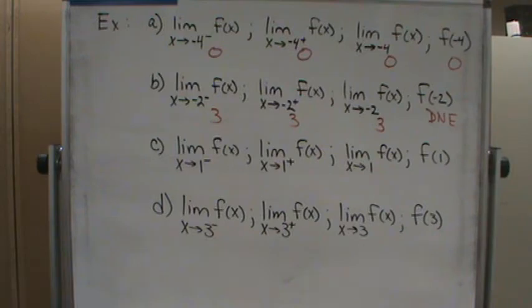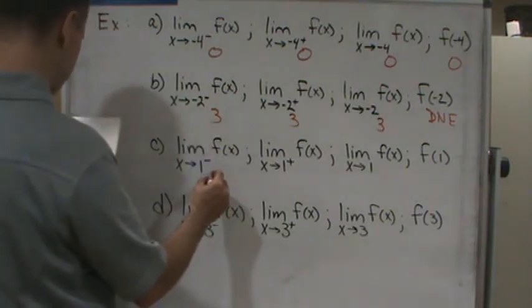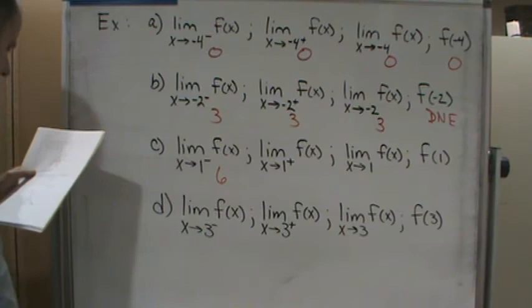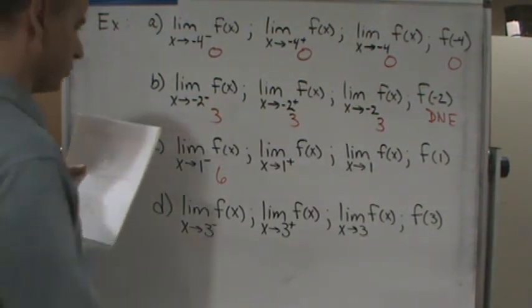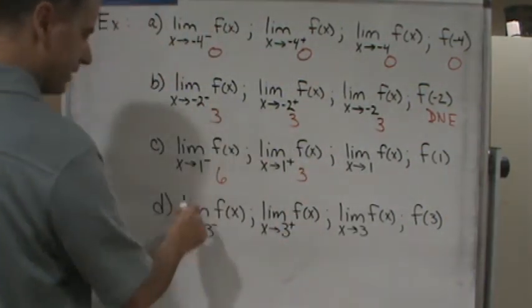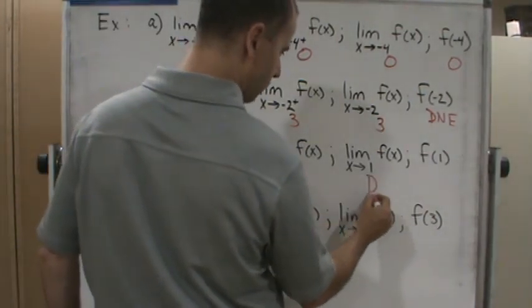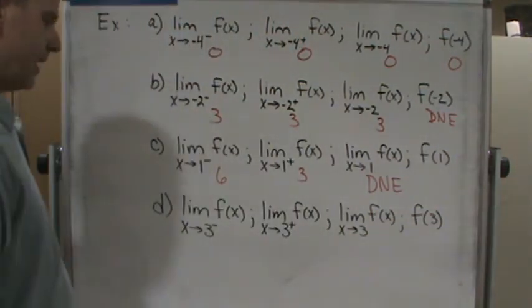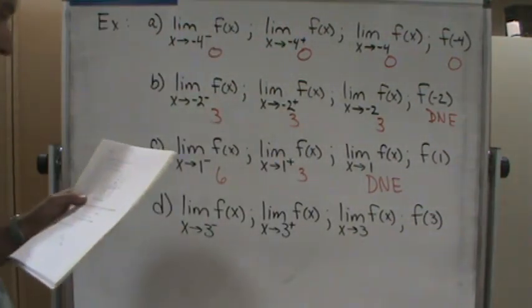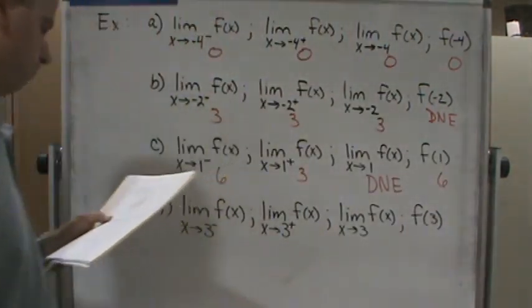Okay, let's look at C. Now we're going to approach 1 from the left. Okay, as we approach 1 from the left, the limit is going to be 6. As we approach 1 from the right, the limit is going to be 3. Now, since these two don't go to the same value, the limit as x approaches 1 of f of x does not exist. And what is the value of the function at 1? Well, according to the graph, it's equal to 6.